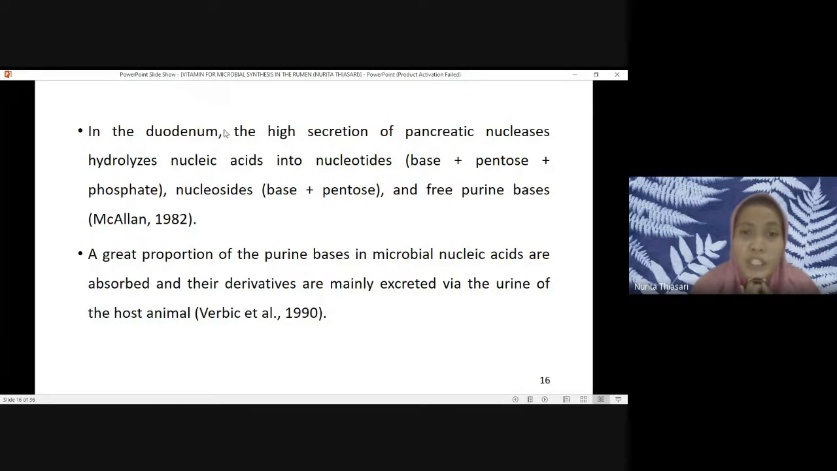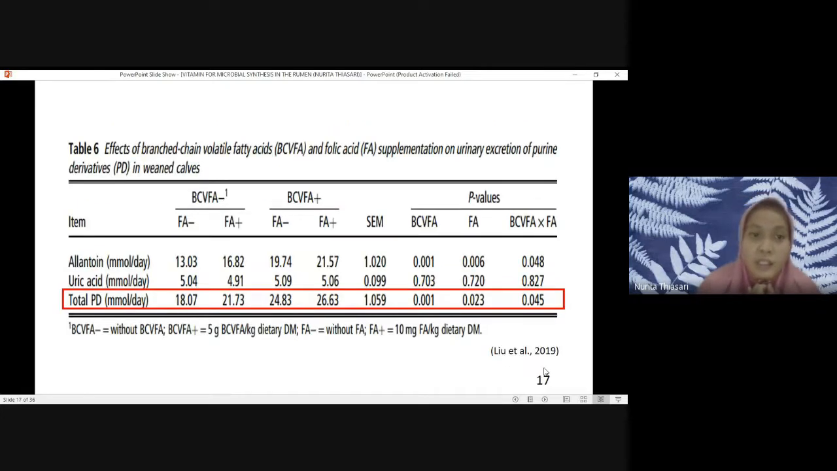In the duodenum, the high secretion of pancreatic nucleases hydrolyzes nucleic acid into nucleotides, which contain base, pentose, and phosphate. And then nucleoside is base and pentose, and free purine base. A great proportion of the purine bases in the microbial nucleic acid are absorbed, and their derivatives are mainly excreted via the urine of the host animal.